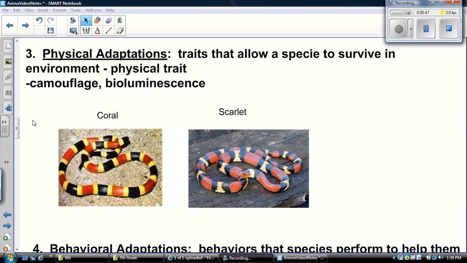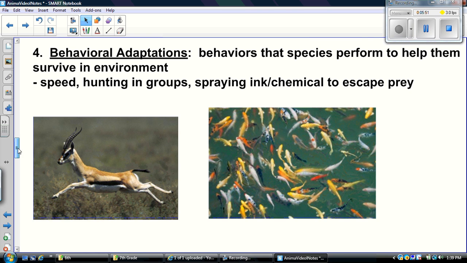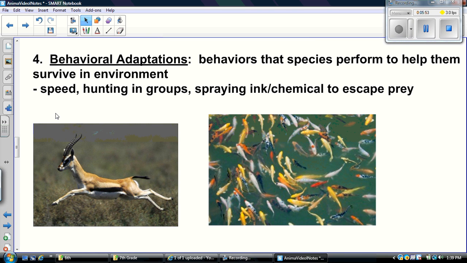So those are examples of physical adaptations. Behavioral adaptations are behaviors that species perform to help them survive in the environment. So how fast a living thing is, whether the animals hunt in groups, whether the animals spray ink or have a chemical that they spray out like a skunk and a squid to escape their prey, swimming in schools of fish. Those are all things that animals do that's behavioral to help them survive.